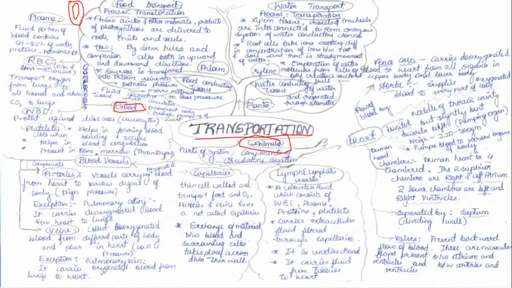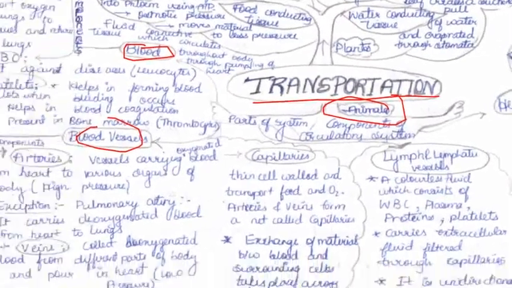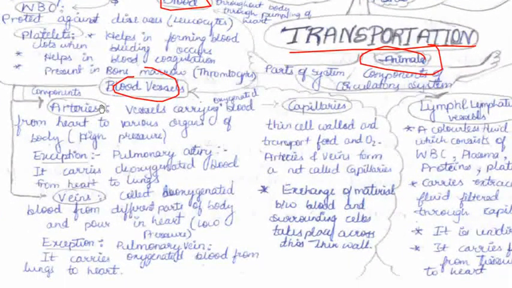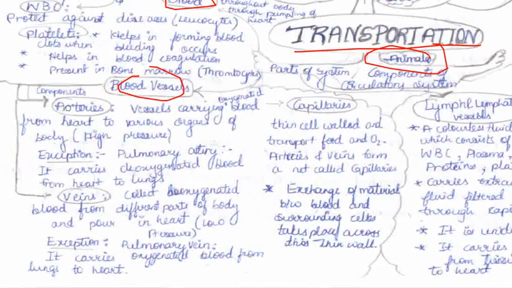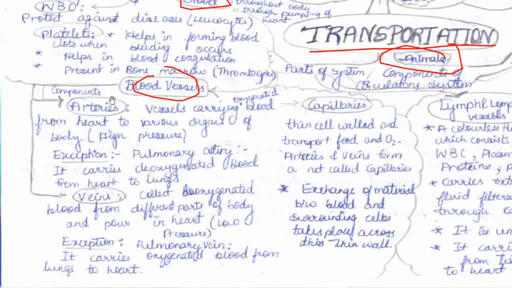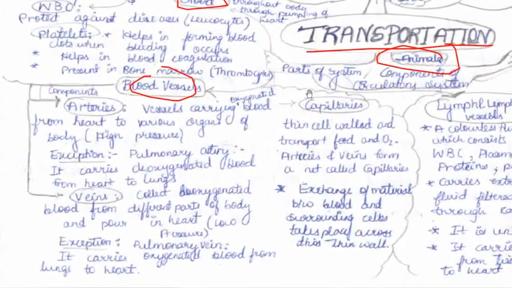So the next component is blood vessels. What are blood vessels? Blood vessels are tube-like structures which carry blood to every part of the cells. As we have studied blood, how is it transported? It is transported through blood vessels. The components of blood vessels are arteries, veins, and capillaries. These are the main components of blood vessels. So let us study about them.